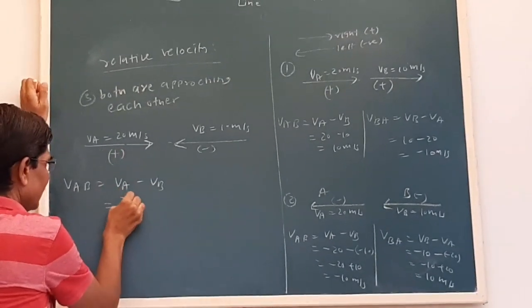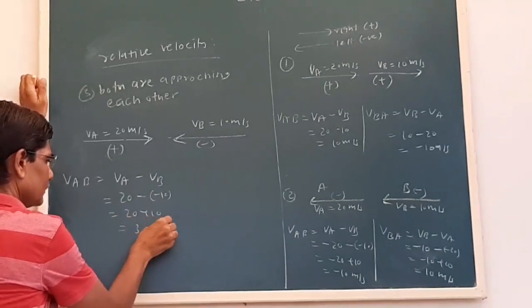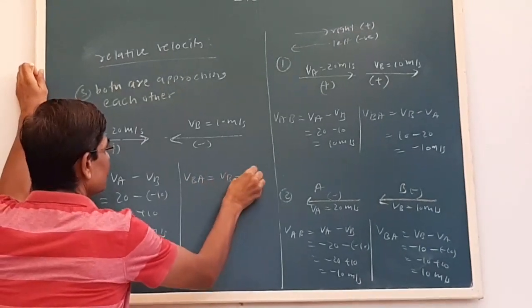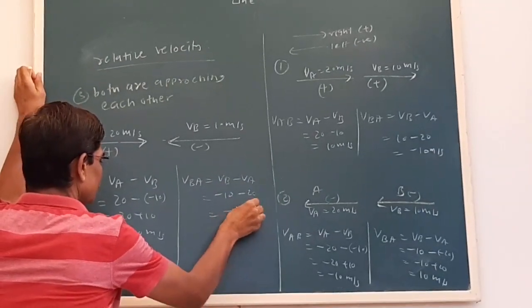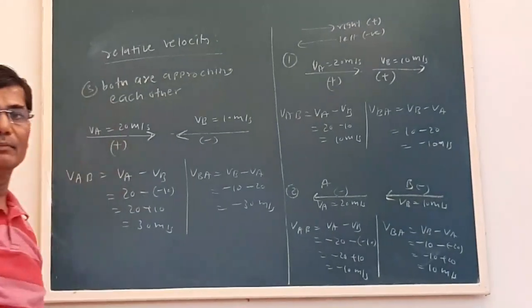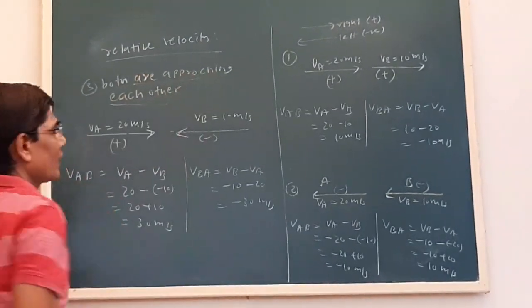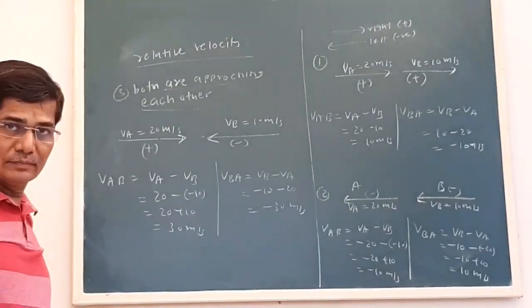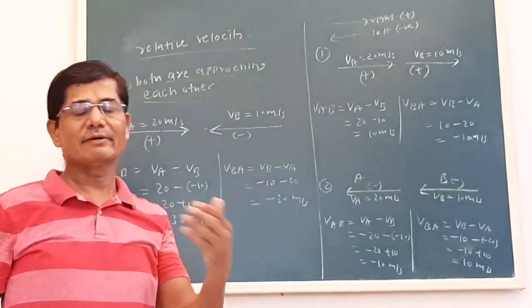A is positive 20 minus... okay. Now VBA. Again we see, if we talk only about the magnitude part, both will be equal. Now see, here both are approaching each other. Sometimes they ask in the examination, in which condition the relative velocity of an object is larger than its velocity alone.